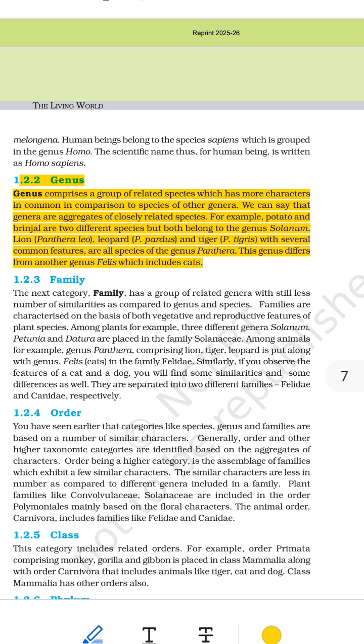Lion, Panthera leo, leopard, P. pardus, and tiger, P. tigris, with several common features, are all species of the genus Panthera. This genus differs from another genus Felis, which includes cats.